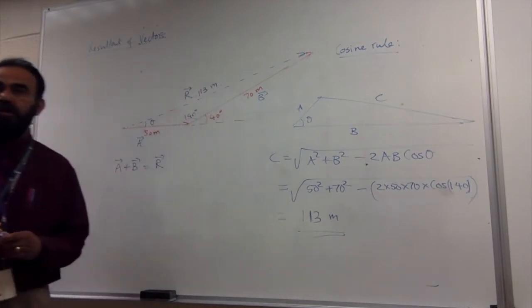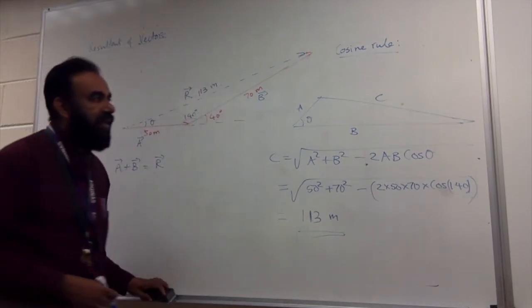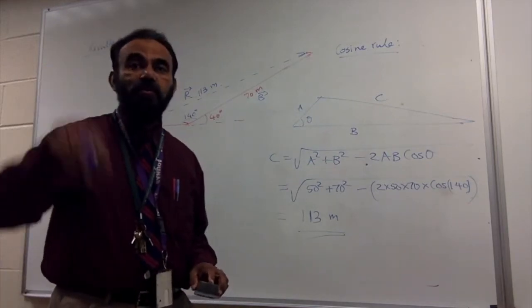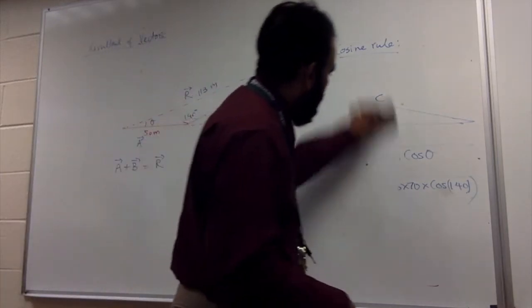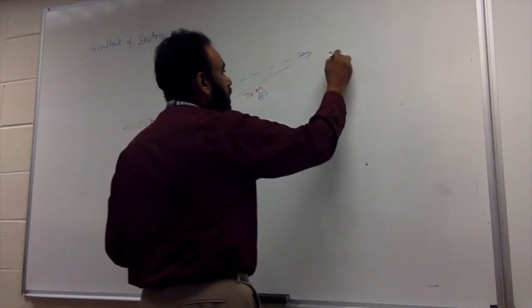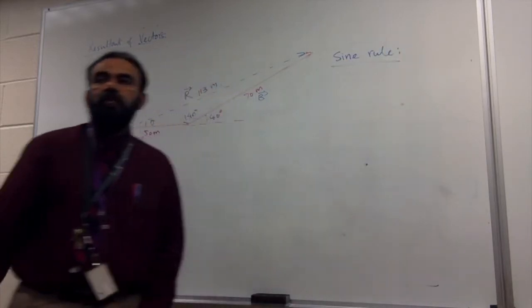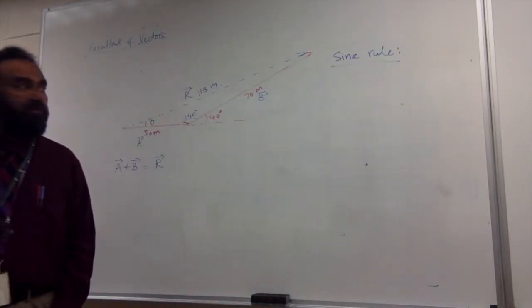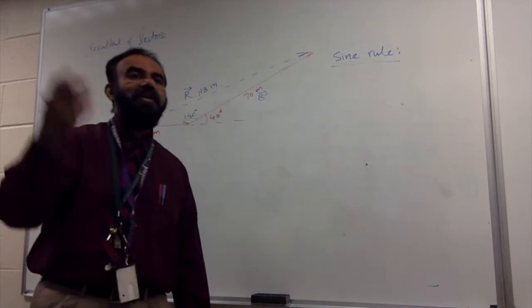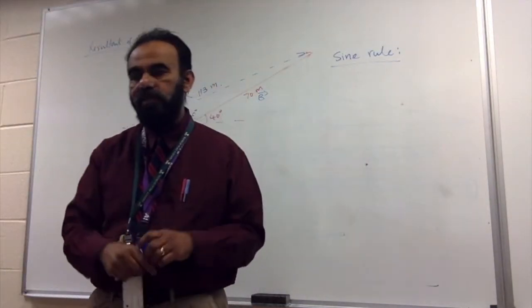Is that the end of the story? No, we need to find what? The angle. For that, we use another rule called the sine rule. I guess you must have done that one. So write it down. What is the sine rule supposed to help you with? Write down the statement so you can actually understand what it is.